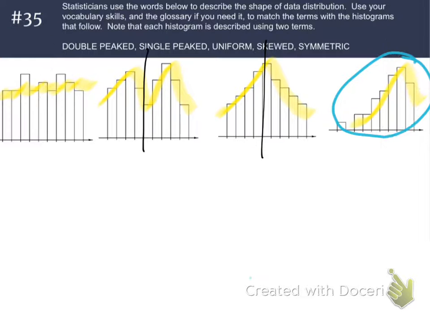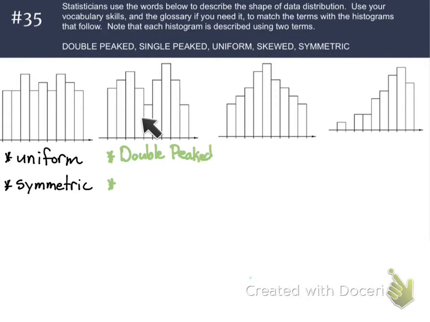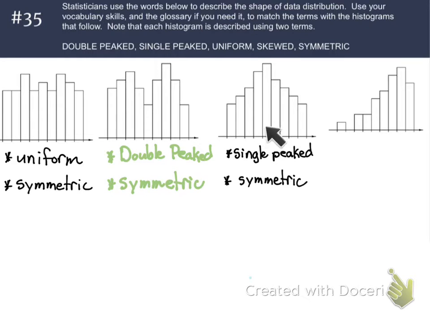So with all that done, let's go ahead and recap our different histograms. Okay, so starting with our very first one here. This one we had as uniform, and you could also argue that it's symmetric. Moving on to our second histogram. This one we noted that it was double-peaked, and it was also symmetric. Moving on to our third histogram. This is single-peaked, and you could also argue or say that it is symmetric.